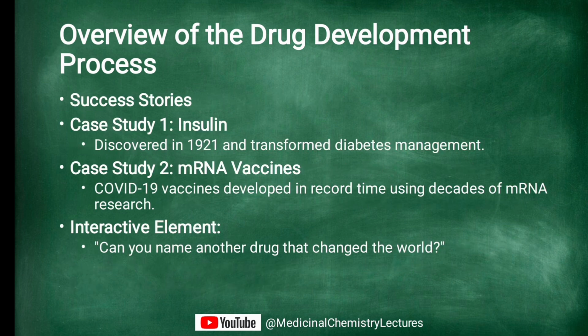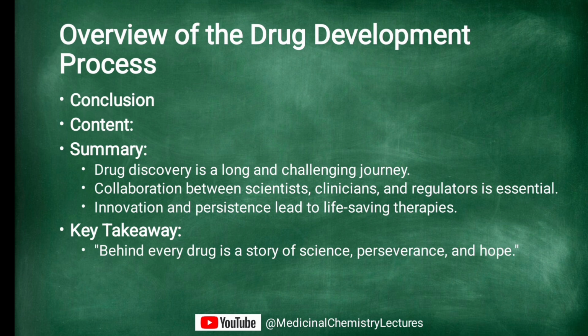Success stories. Triumphs of science and humanity. Case study 1. Insulin. Discovered in 1921, insulin transformed diabetes management forever, a true medical marvel. Case study 2. mRNA vaccines. COVID-19 vaccines were developed in record time, building on decades of mRNA research, a historic achievement. Let's celebrate these milestones together.